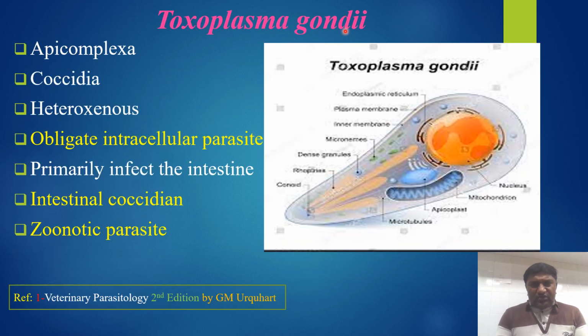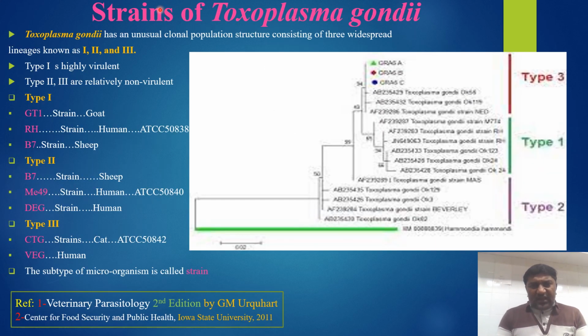So Toxoplasma gondii belongs to Apicomplexa, and it is a coccidia or heteroxenous organism, an obligate intracellular parasite, primarily infecting the intestine, and it is also a zoonotic parasite. You can observe the shape of Toxoplasma gondii, and you can observe the conoid and other structures in this diagram.